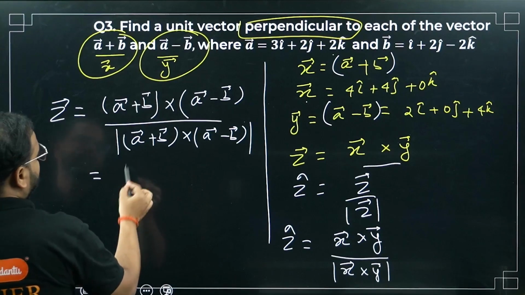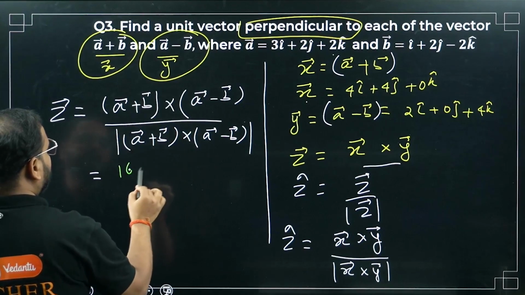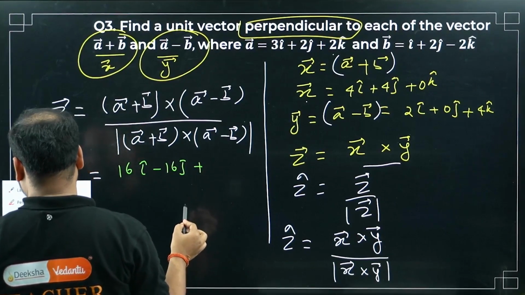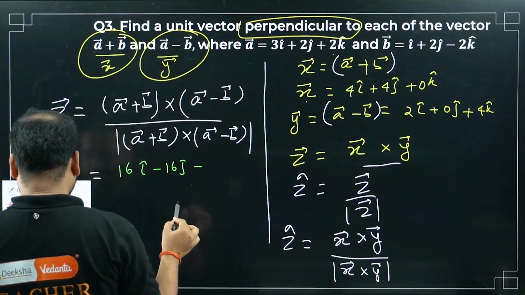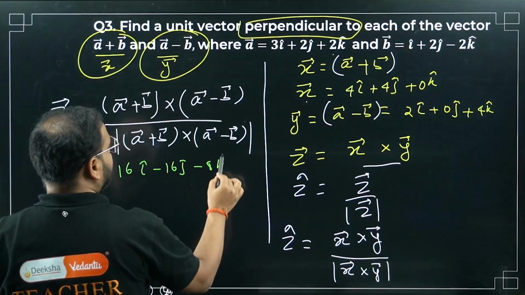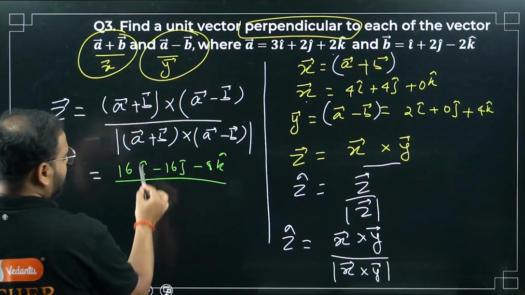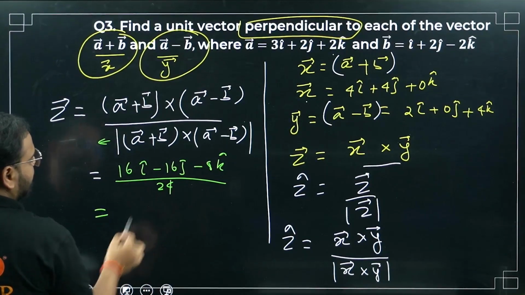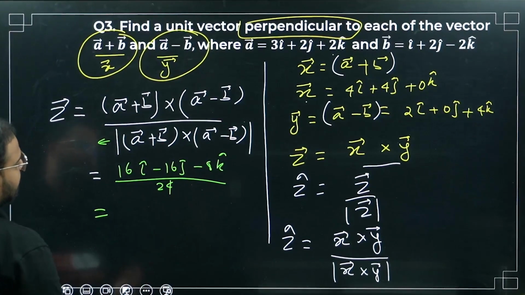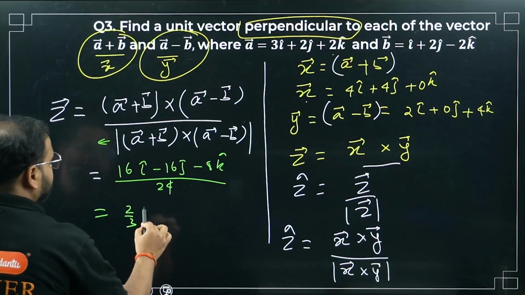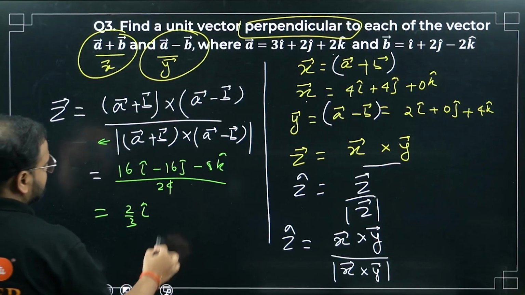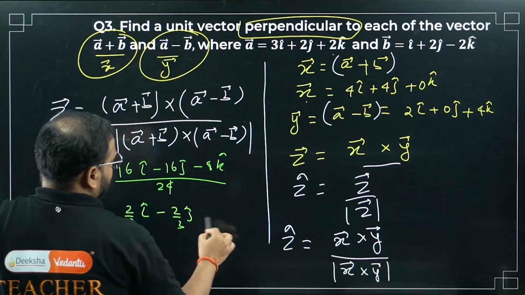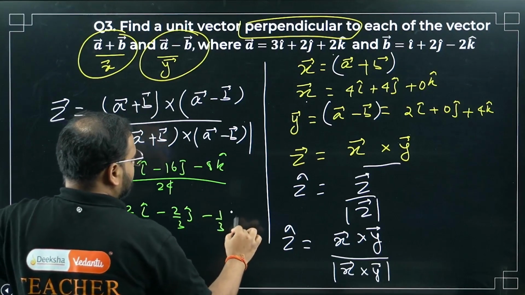I'm writing the final answer over here. For the numerator part, I have 16i minus 16j, not plus, it is minus only, minus 8k, forgive me, divided whole thing by the mod of this, which was coming as 24. Dividing 16 by 24, that is 2 by 3. So 2 by 3 i cap minus 2 by 3 j cap and minus 1 by 3 k cap.